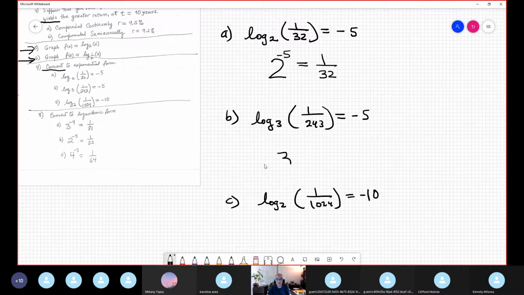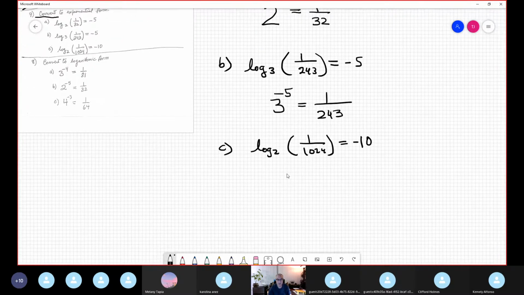Here is 3 raised to the -5, and it makes sense because when you have a negative exponent, it's the reciprocal. Actually, 243 is 3 to the 5th power, positive, in the bottom. Okay, actually it's negative in the top. Likewise, this is 2, big 2, raised to the negative 10 is equal to 1 over 1024. Boom, final answer. Any question?